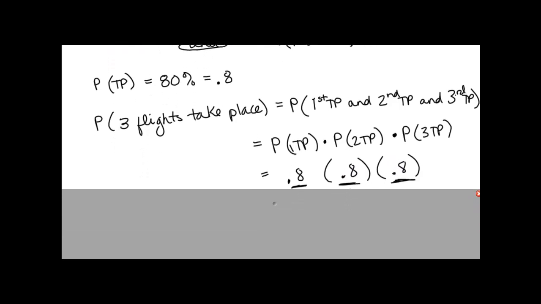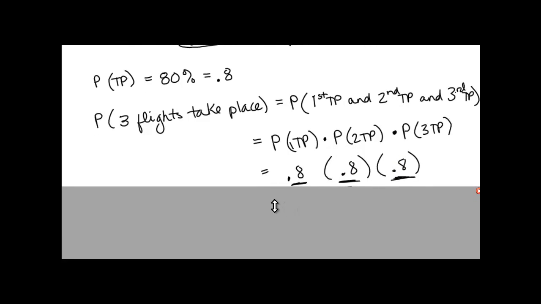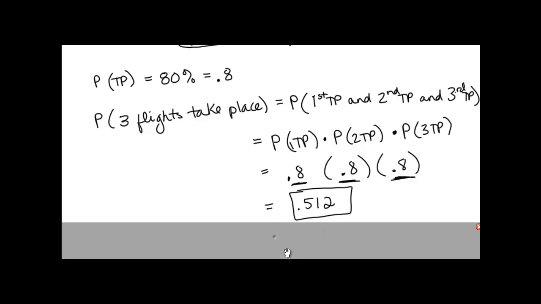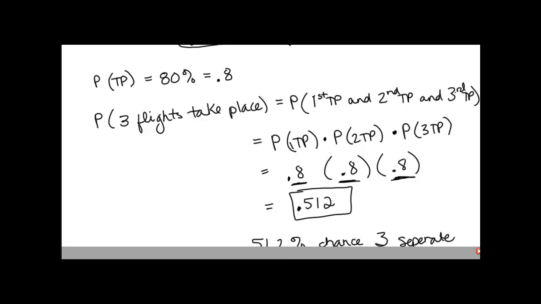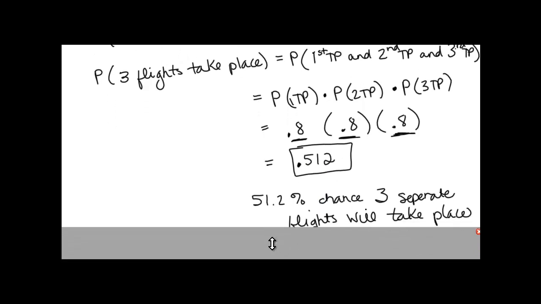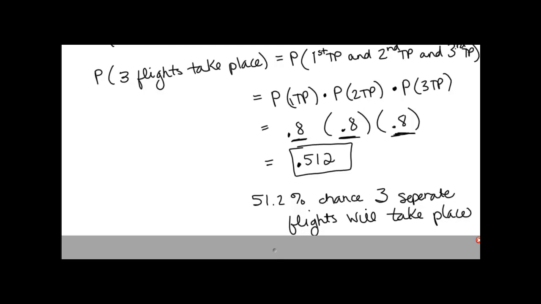And then when we multiply 0.8 times 0.8 times 0.8, we get 0.512. And then depending on whether you're asked to represent the probability as a decimal or a percent, and how many places you would want to round, I'm going to actually convert this to a percentage. That would be a 51.2% chance that the 3 separate flights would take place. And that could also have been represented as a decimal if you were asked for that and rounded to a different decimal place if you needed to.